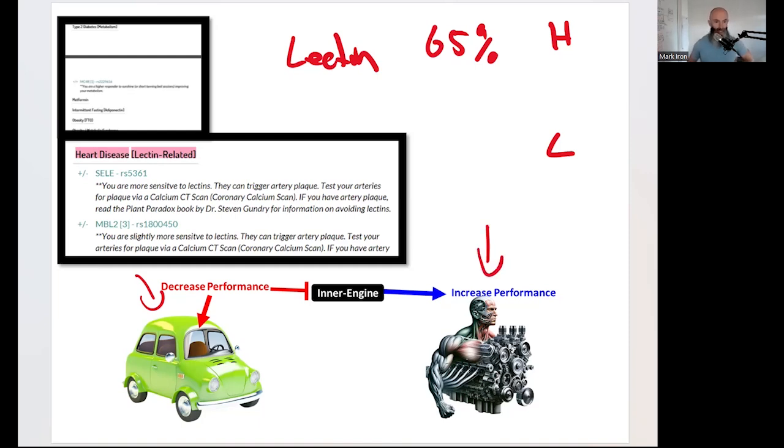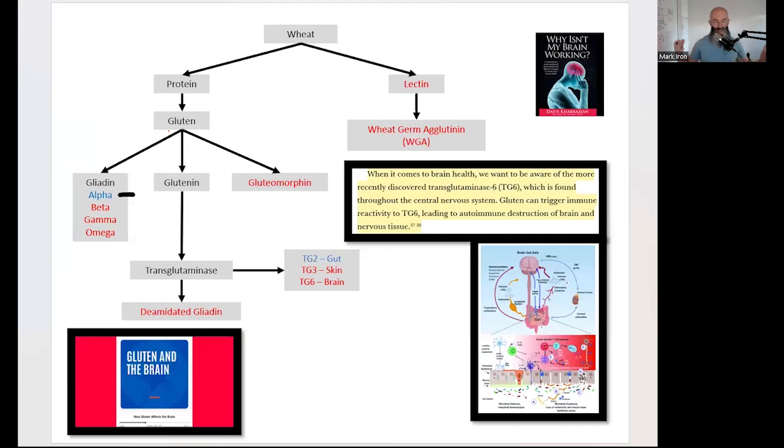So let's have a look at gluten. Gluten's a double whammy because it's also got lectins in it. And we're seeing that over 90% have a sensitivity to lectins. So celiac is here. So celiac gut, celiac skin, celiac brain. You probably only heard of the celiac gut.